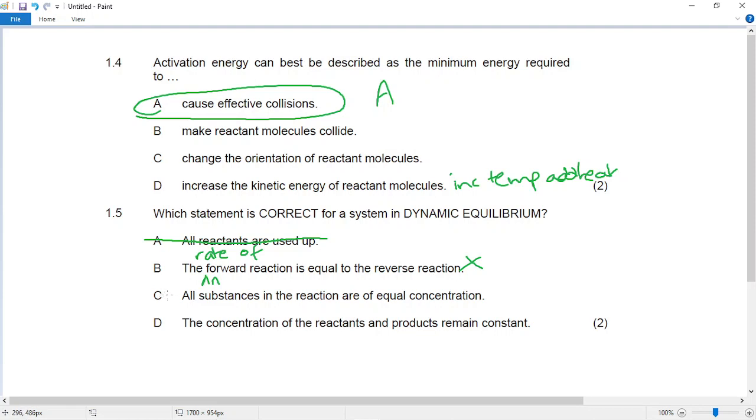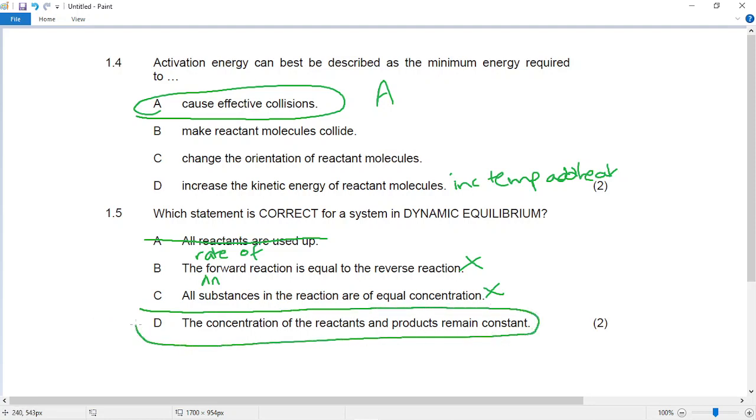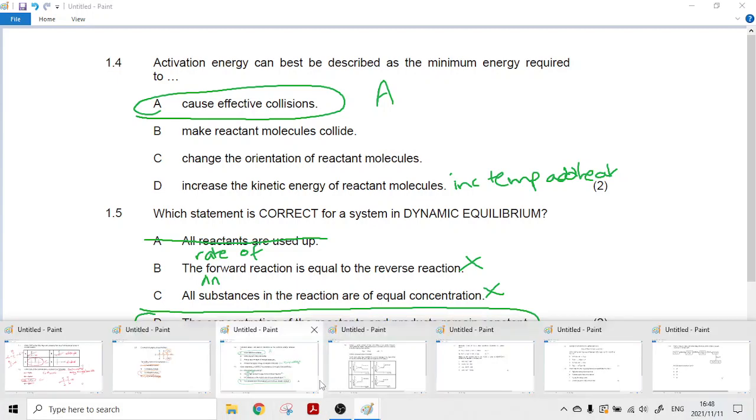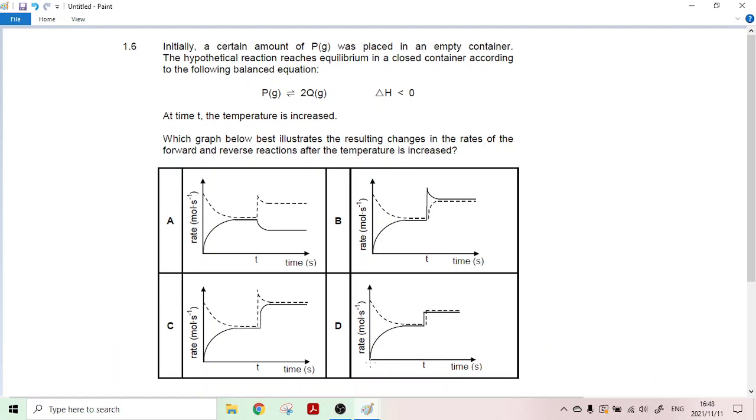All substances in the reaction are of equal concentration. No, you can put anything in the container and concentrations will differ, but at equilibrium, the forward reaction and the backward reaction are happening at the same rate, so the concentration of reactants and products remains the same. It's different molecules reacting, but their overall concentration will remain the same.